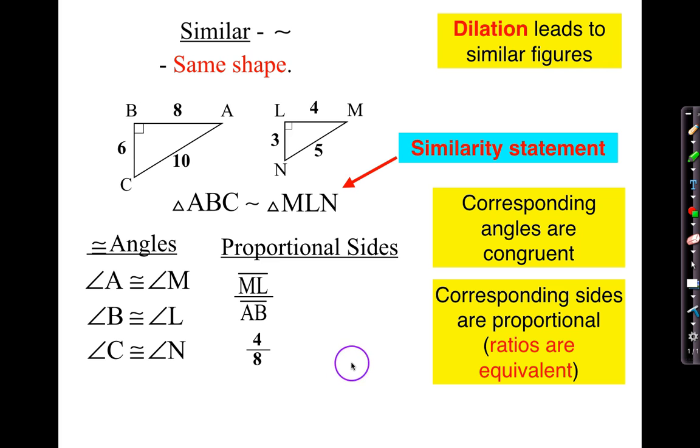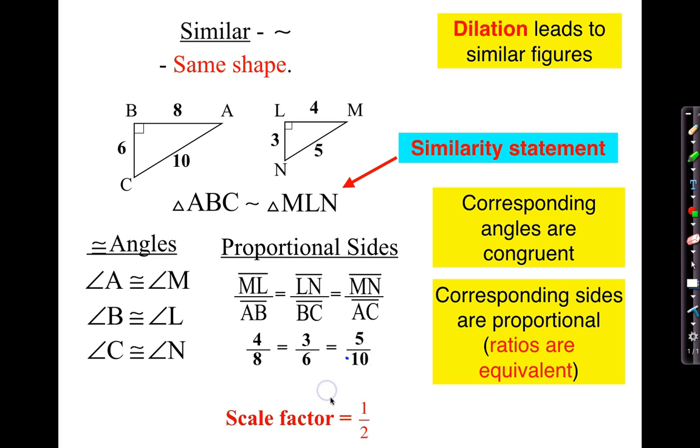Let's take a look at a couple more. Here I can look at segment BC. Line segment BC corresponds to line segment LN. So I'm going to put LN on top, and this is 3 over 6. And last but not least, segment AC corresponds to segment MN. So the fraction would be set up as 5 over 10. And you'll see that all of these reduce down to 1/2.